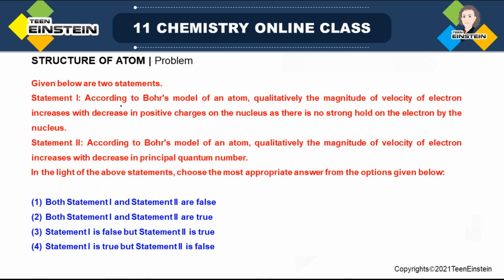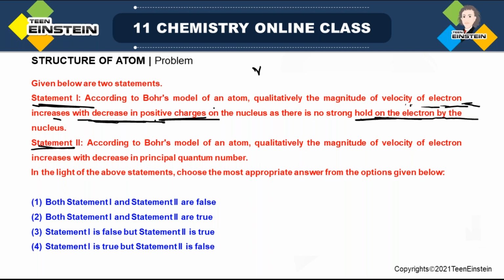Next problem. Given below are two statements, statement number 1 and statement number 2. According to Bohr's model of an atom, qualitatively, the magnitude of velocity of electron increases with decrease in positive charge on the nucleus, as there is no strong hold on the electron by the nucleus. So it is saying that velocity of electron will increase with decrease in positive charge. So if this statement is true, velocity should be inversely proportional to Z.